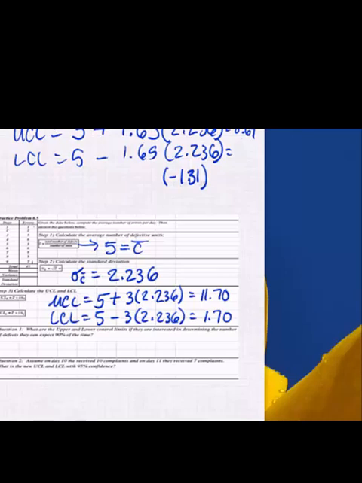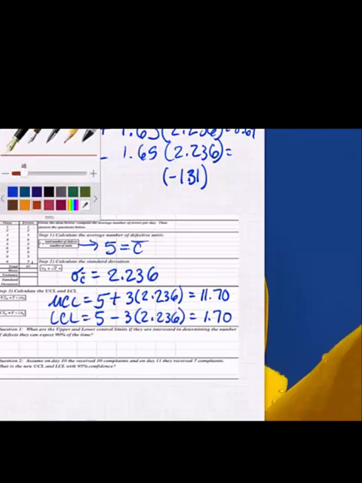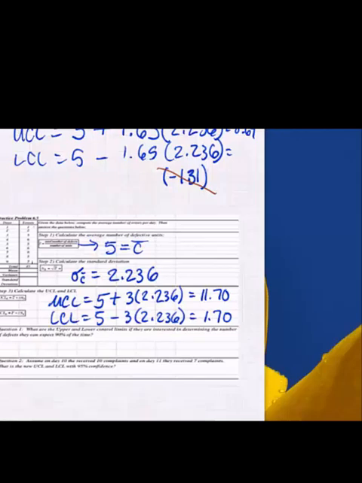and then for the lower control limit you get this negative 1.31, but of course we don't want any negative numbers, so we're going to cross that out and just take it to 0, because we cannot have a negative amount of callers calling in irate, of course.